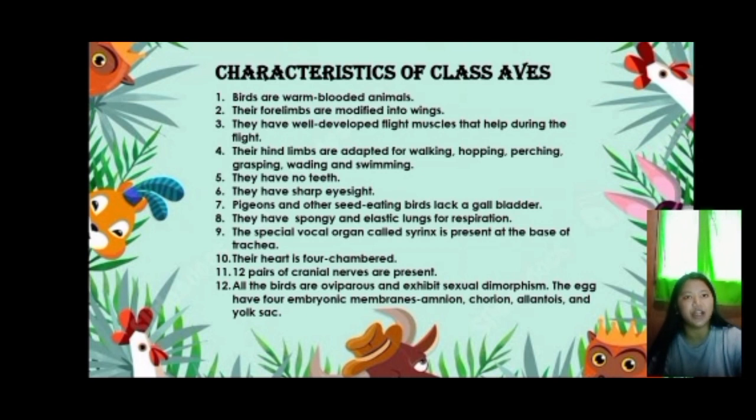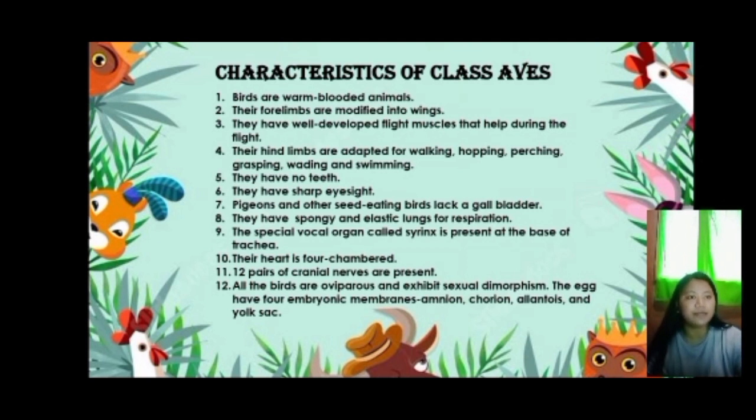Characteristics of class Aves: birds are warm-blooded animals. Unlike class Reptilia, which are cold-blooded animals, in class Aves, birds are warm-blooded animals. Their forelimbs are modified into wings. Of course, for flight. They have well-developed flight muscles that help during flight.